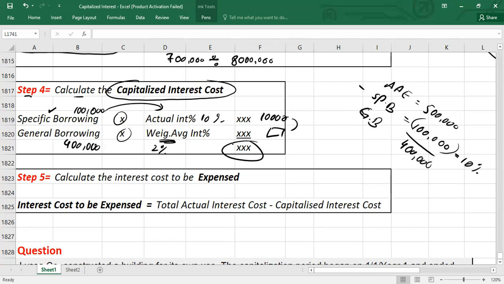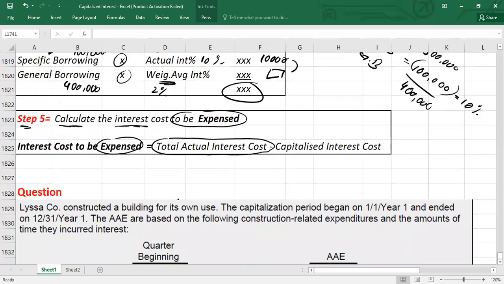Now guys, please remember step number 5 also. Now you have to calculate the interest cost to be expensed, which you have to expense. For example, if you want to calculate the interest cost which we need to expense out, we need the total actual interest cost. It means I have to calculate the actual interest cost first. How will I calculate it?